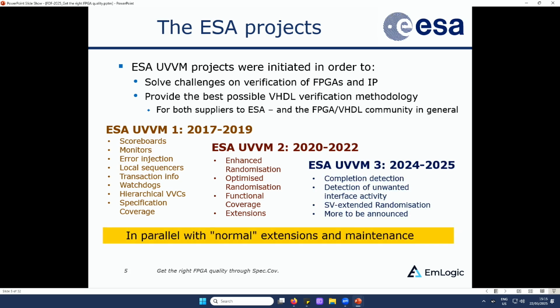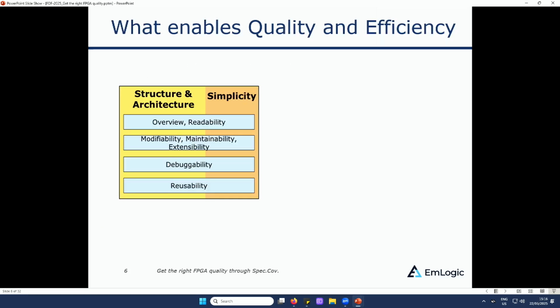Then last year, March last year, we started on a third ESA project. And from that, so far, we have published what we call completion detection and detection of unwanted activity. And I think it's, in particular, this detection of unwanted activity is extremely important because that's not something that is normally done in test benches. So if the device under test is actually doing something it shouldn't do, you're very often not testing for that. You're just testing for the things you expect it to do. And we're also adding quite a few more things. And I think in Q2 this year, we will also publish some more additional stuff.